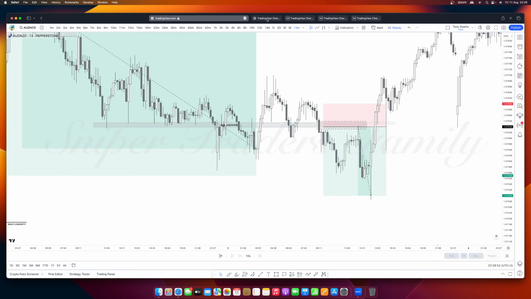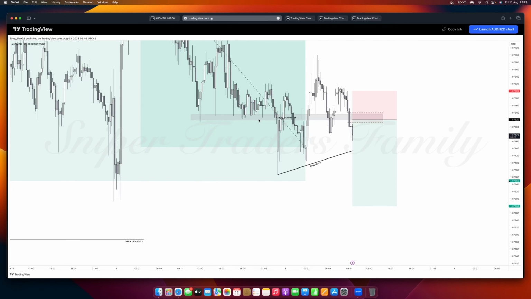Okay, now let's look at it again. Now, why did I want to take this? Why am I looking at this area? First, I see the liquidity I want to capture. Structure is bearish to the downside. I have my range. Now I saw this is a demand level.